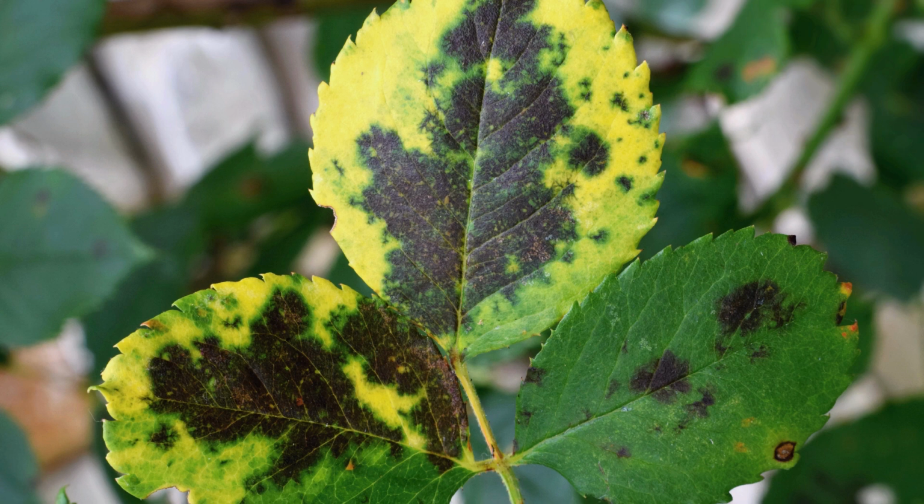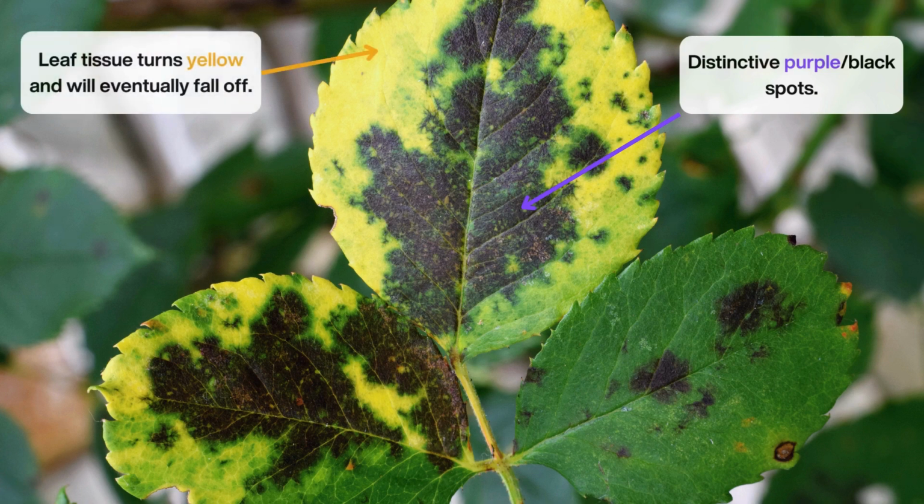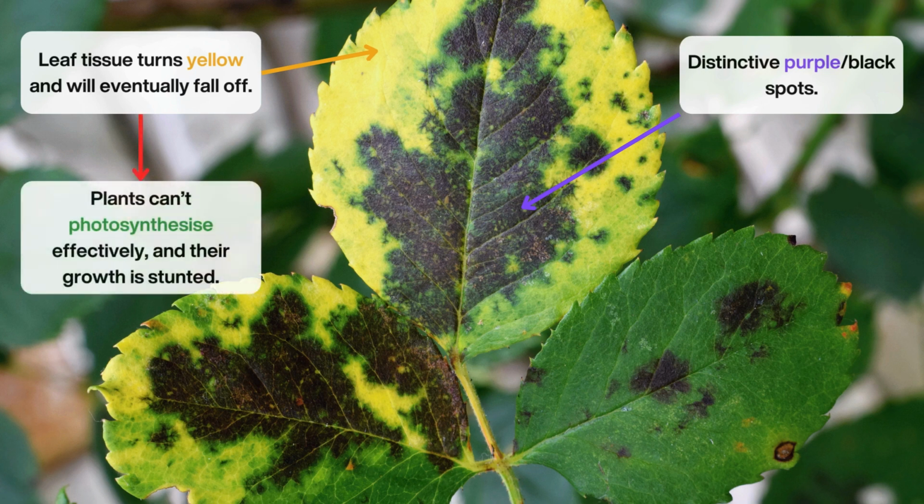Rose leaves that have been infected by the fungus develop distinctive purple or black spots. Over time, these spots cause the surrounding leaf tissue to turn yellow and fall off. This is damaging to plants because the leaves that it affects are essential for photosynthesis, the process by which plants produce their food. When the leaves fall off, the plant can't photosynthesize as effectively. This stunts the plant's growth and can lead to weakened plants. For rose gardeners, the black spots and falling leaves can make the plants look unhealthy and unappealing.